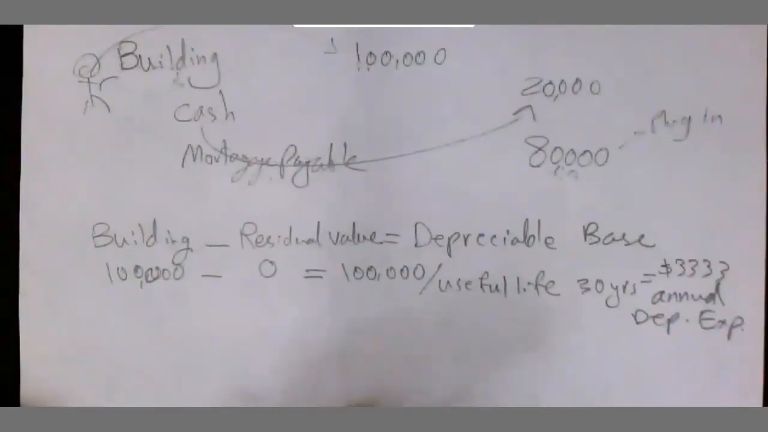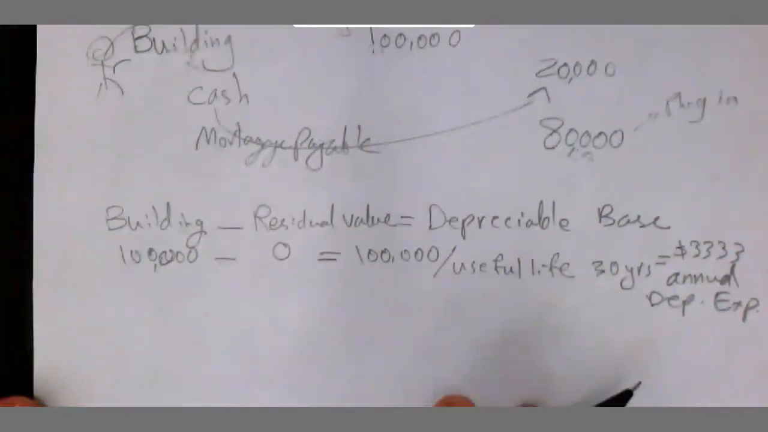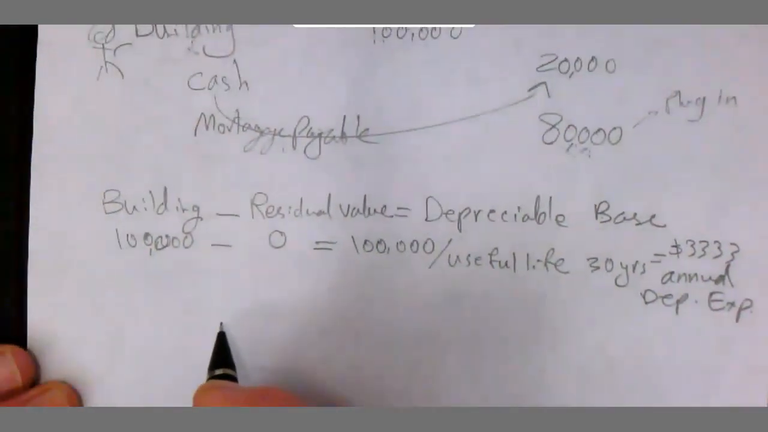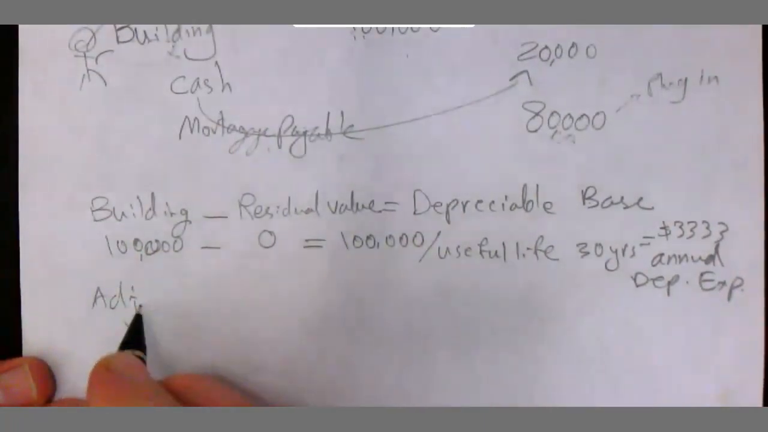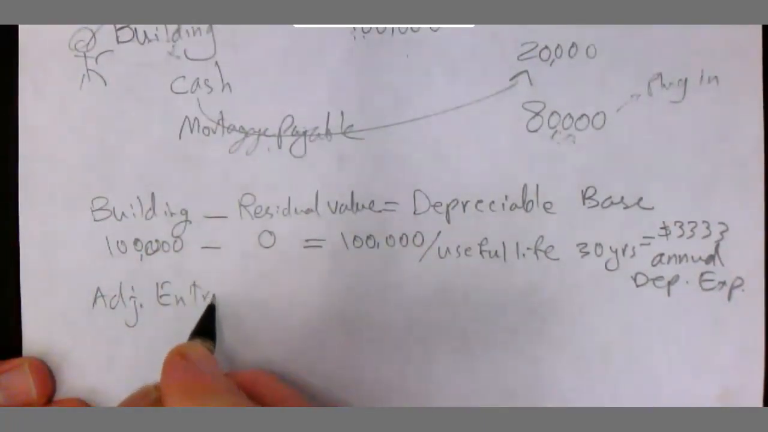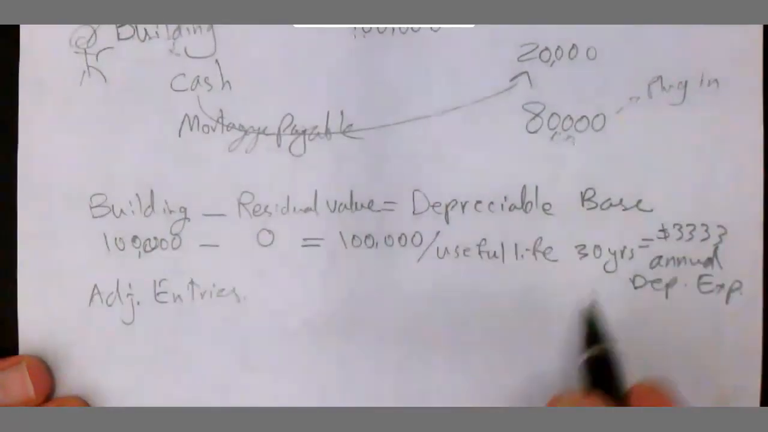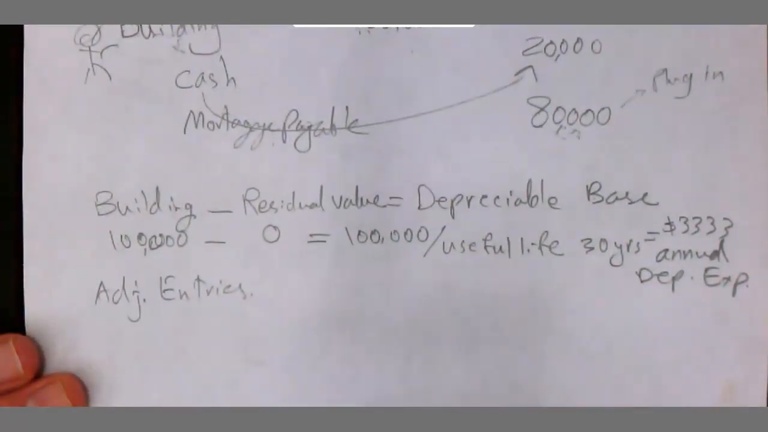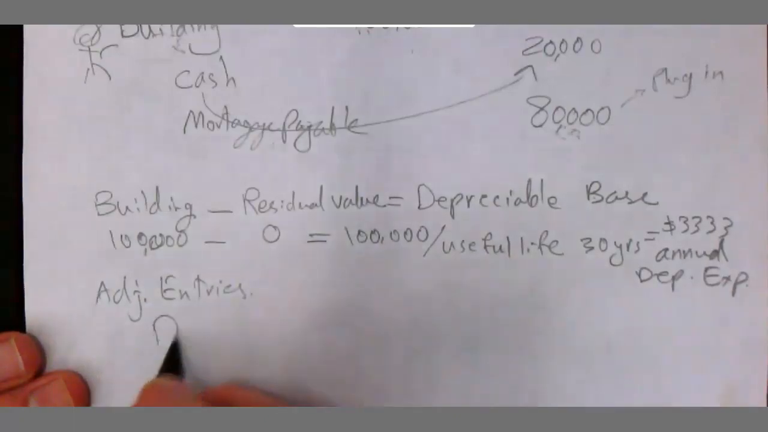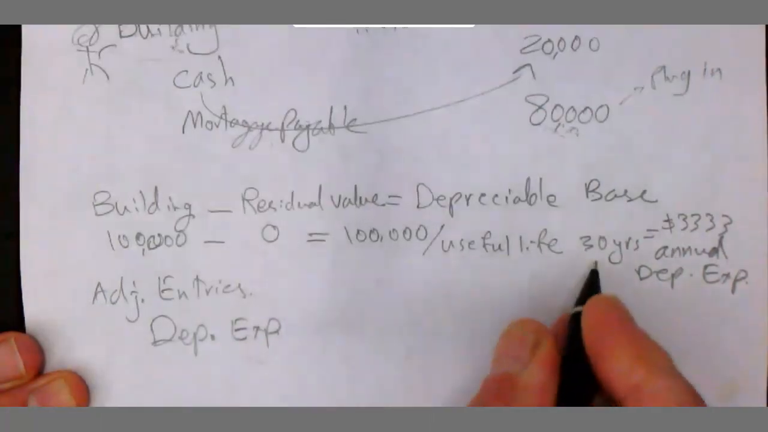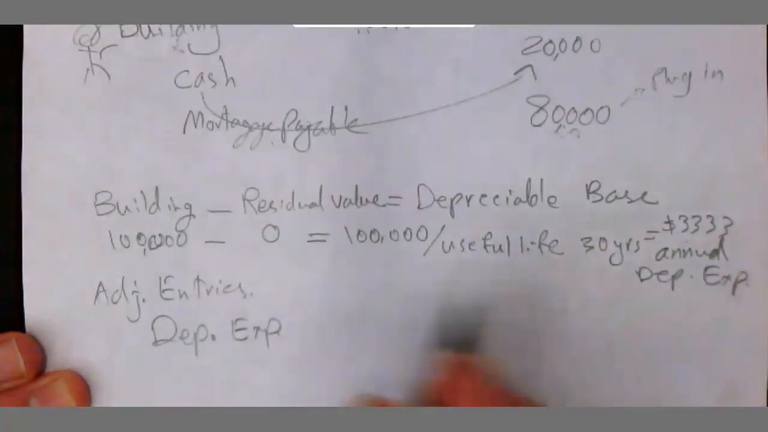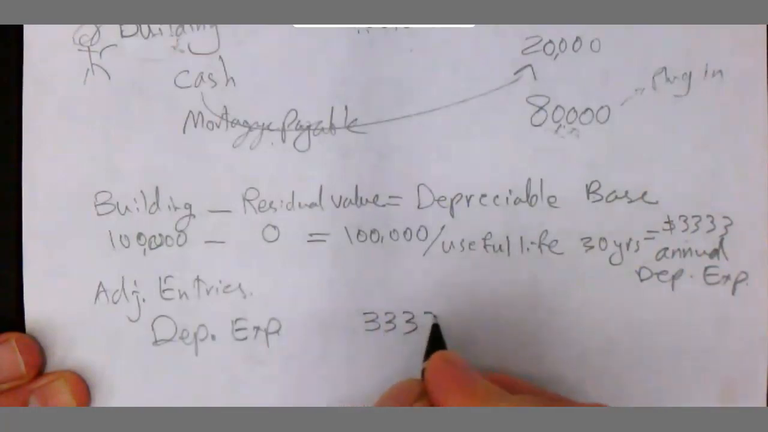Good question. Okay, let's imagine this is the end of the year, and at the end of the year I have to do some adjusting entries. So we call them adjusting entries at the end of the year. The thing that I have here to adjust is my building. So I'm going to call it depreciation expense, debit, $3,333 that I just calculated.